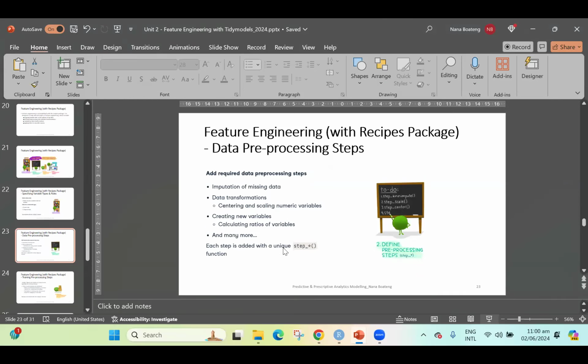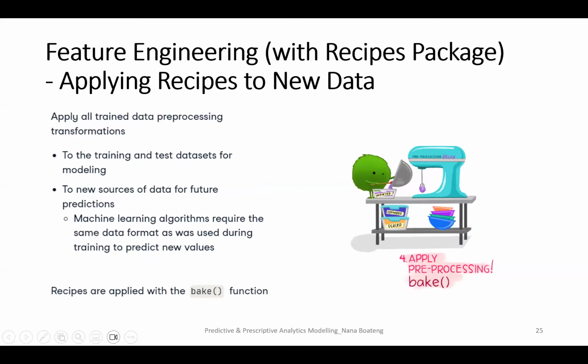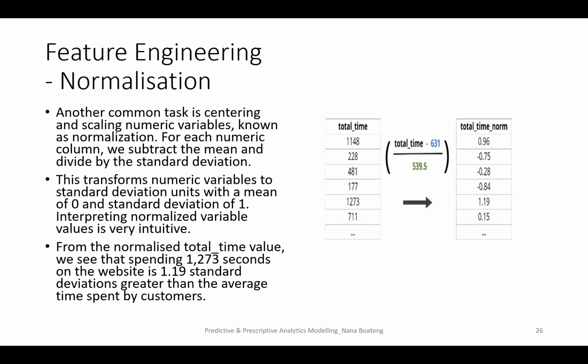All this we've done. So another common task is centering and scaling numeric variables, which we know as normalization. We did it last time. Basically, what you want to do is subtract the mean from the variable, the numerator, and then divide by the standard deviation. This should be familiar to you from when we did mathematical foundations.